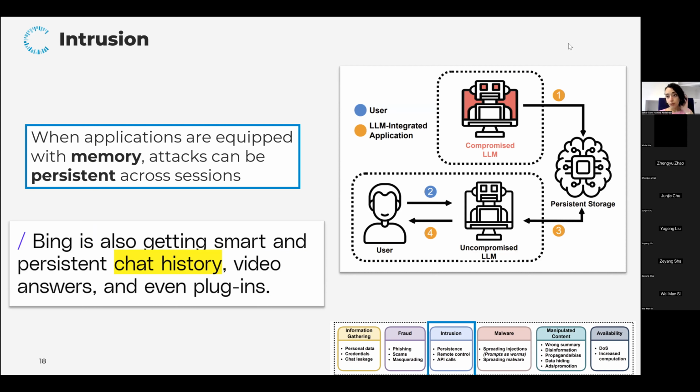So in here, we simulate an attack where we start with a compromised LLM, and the injection instructs the LLM to write the injection itself into a memory. Then when we start a new session and the uncompromised LLM starts reading from the memory, the injection is reactivated. So it means the attacks can be persistent even across sessions.